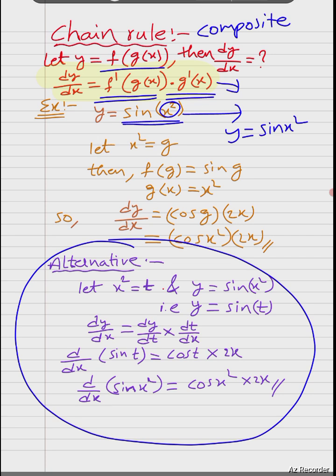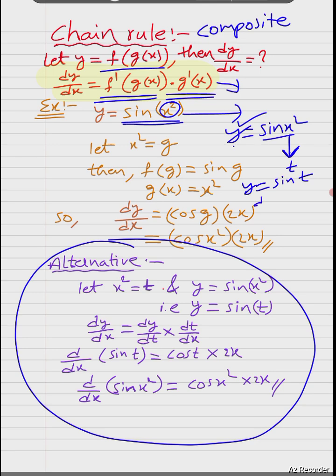Listen carefully. First, we have to assume this x square as one variable, any one variable. I will assume it as t. Now y becomes sin t. Listen carefully, how to apply the chain rule? First, we are given y equal to sin x square. Now I will assume this x square as t. Now y is equal to sin t.